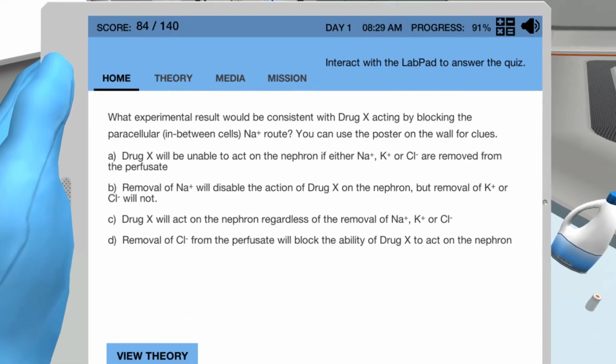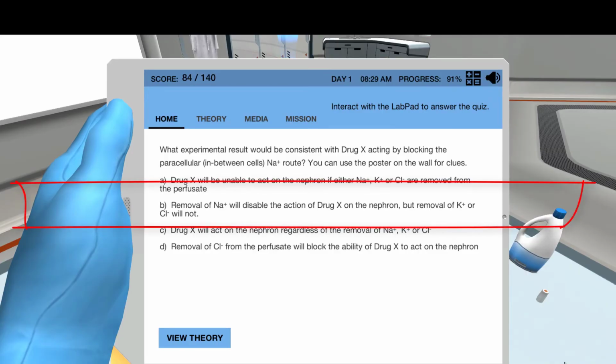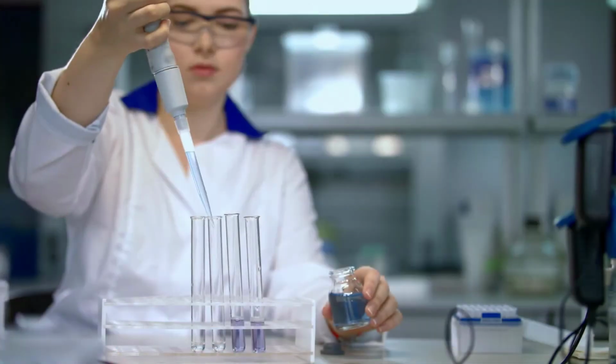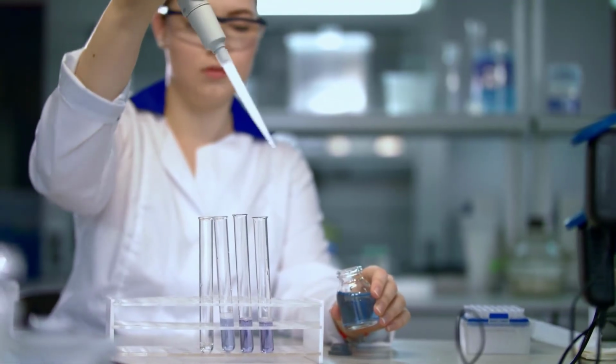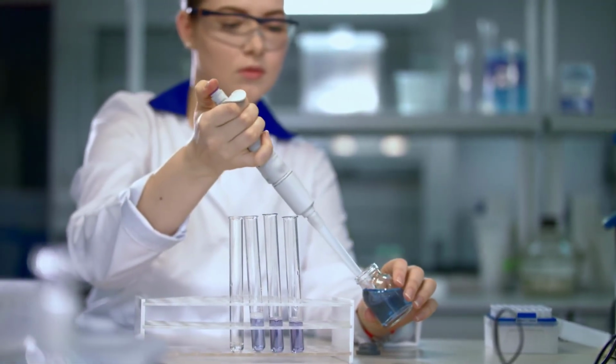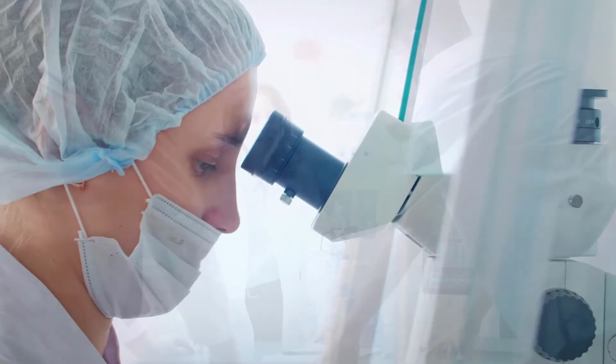What experimental result would be consistent with drug X acting by blocking the paracellular sodium route? You can use the poster on the wall for clues. It sounds correct to me. While you were thinking about it, I ran the experiments with all the different perfluorescates in saline baths. See what data you can extract out of it.